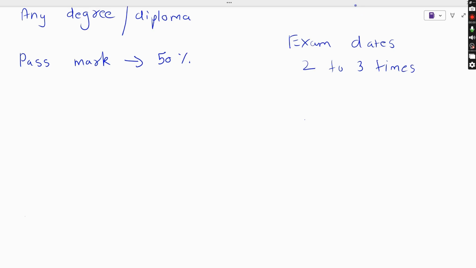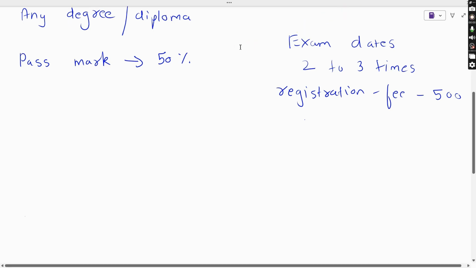The other thing is the registration fees. As of now, the institute is charging 500 rupees for the registration of the ACET examination.